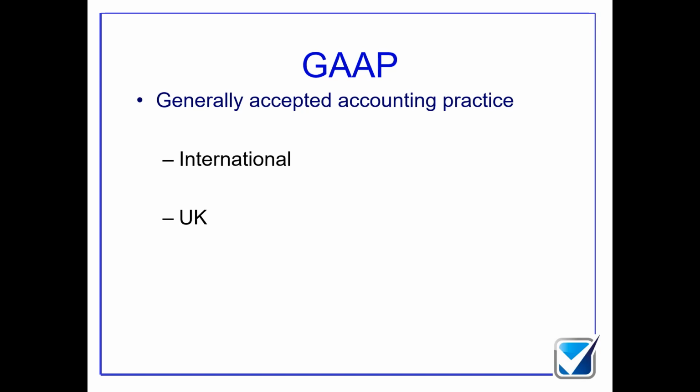Now, we have different types of GAAP. We've got international GAAP, and we'll come to some of the alphabet soup in just a second. International GAAP looks at the worldwide environment. We also have various domestic elements of GAAP, such as UK GAAP. You could also have US GAAP, which would be applicable to the USA. So GAAP is either international or specific to that domestic jurisdiction. GAAP, as a general rule, encompasses 4 things.